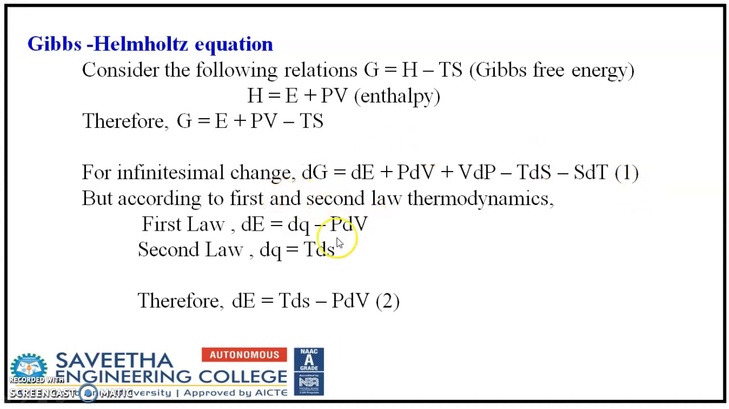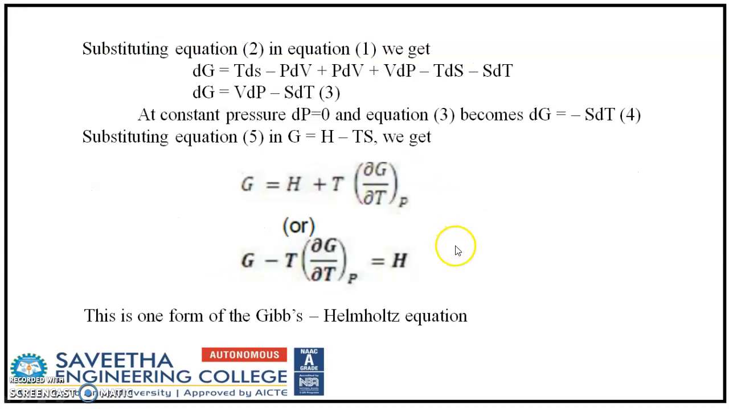According to the first law and second law of thermodynamics, dE is equal to dQ minus P into dV, and from the second law, dQ is equal to T into dS. So here we are replacing dQ by T into dS. So the above equation becomes dE is equal to T into dS minus P into dV. So we have to substitute T into dS minus P into dV for dE in equation 1. So the equation becomes dG is equal to V into dP minus S into dT.